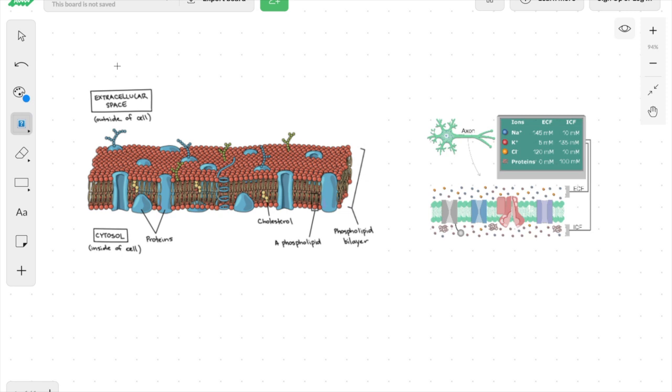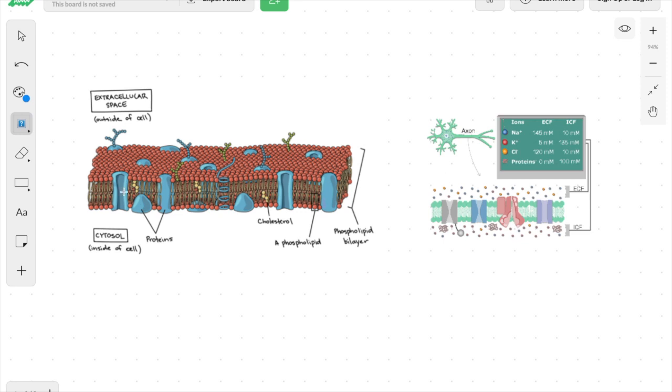While covering the structure of the cell membrane, we'll talk briefly about all the structure, and we'll also cover the ionic concentration in the extracellular fluid and the intracellular fluid, which is very important. These numbers or amounts are really important for you to understand nerve impulses in future. So first we'll talk about the structure of the cell membrane.